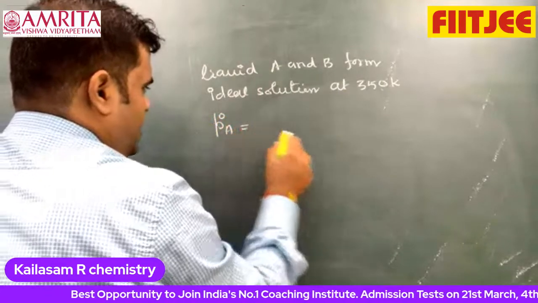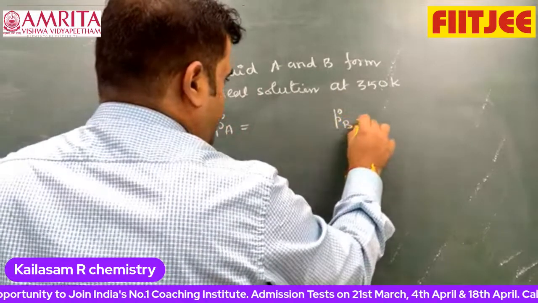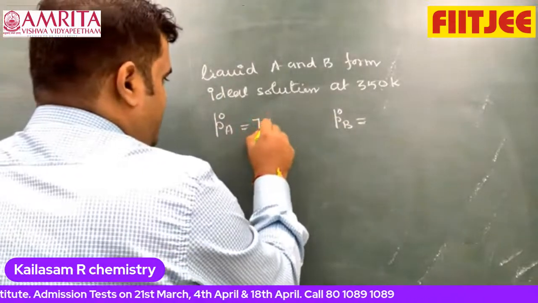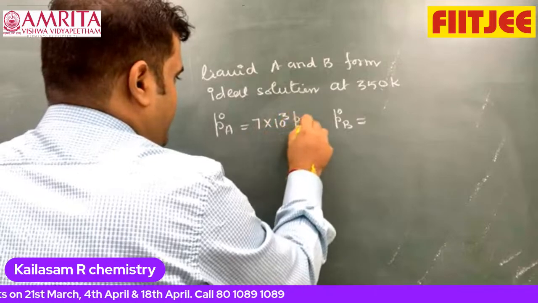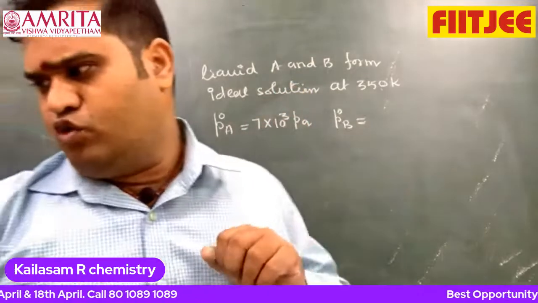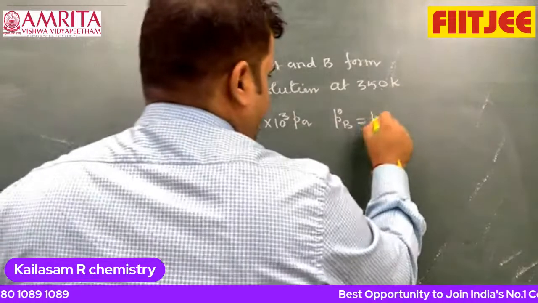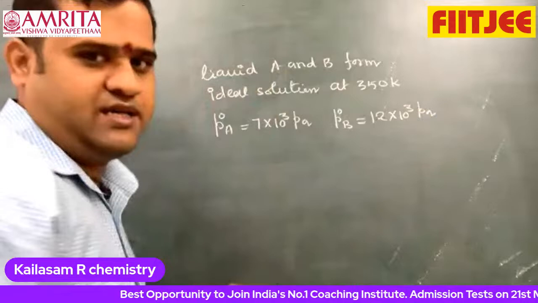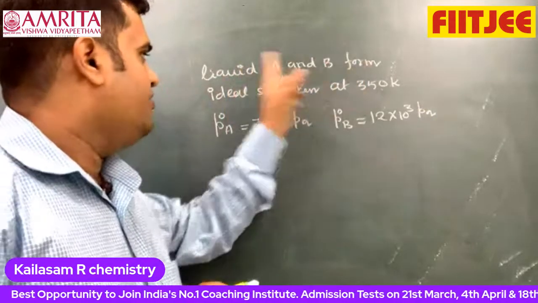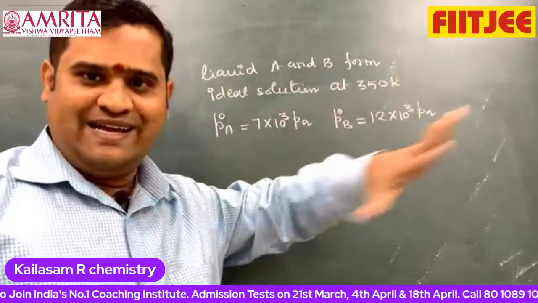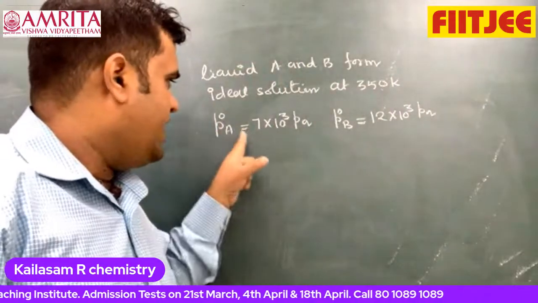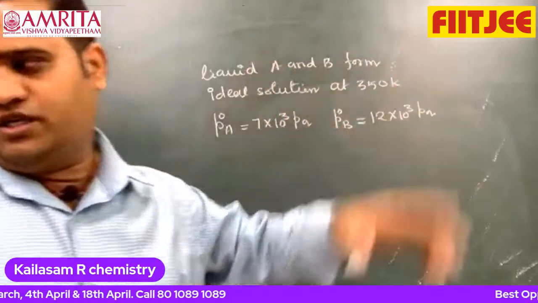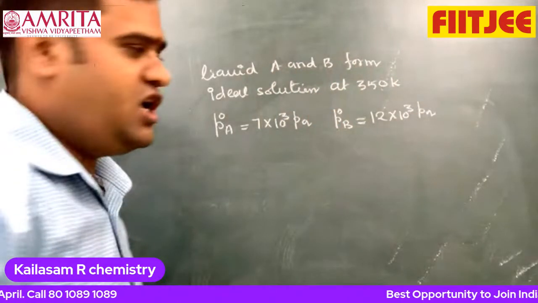P naught A is equal to 7 into 10 power 3 Pascal. P naught B is 12 into 10 power 3 Pascal. Now, what is the question? The liquid A and B form ideal solution at 350 Kelvin with the entire range of composition. P naught A is 7 into 10 power 3 Pascal, P naught B is 12 into 10 power 3 Pascal. The question is the composition of vapor.